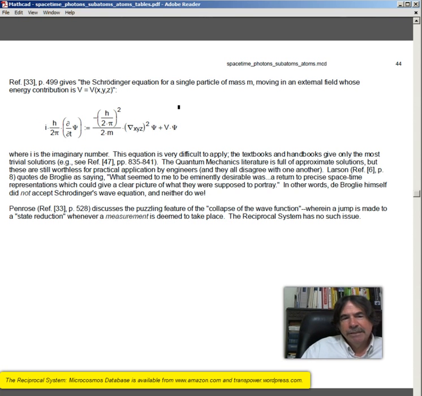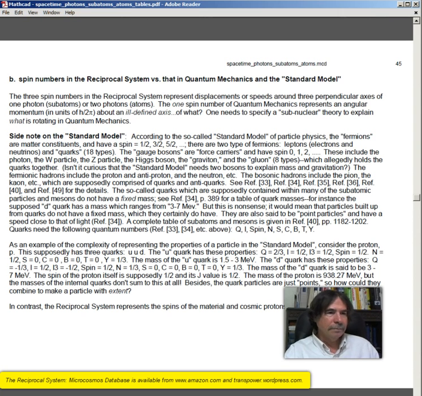Penrose, reference 33, page 528, discusses the puzzling feature of the, quote, collapse of the wave function, wherein a jump is made to a state reduction whenever a measurement is deemed to take place. The reciprocal system has no such issue.